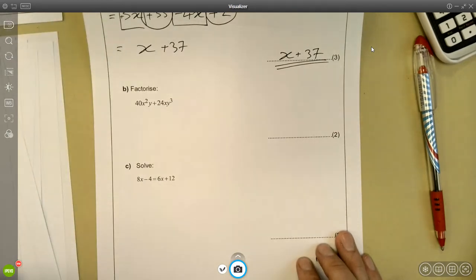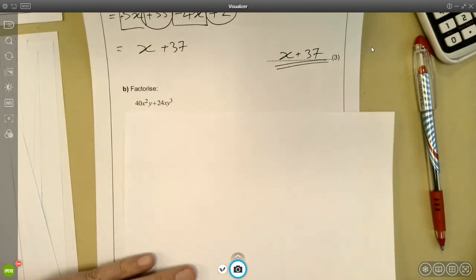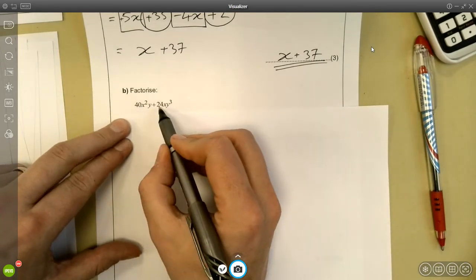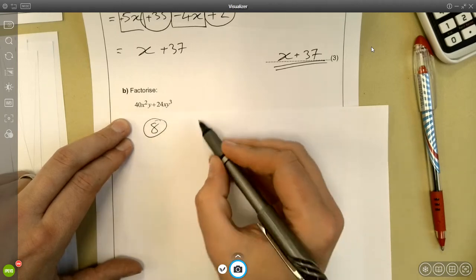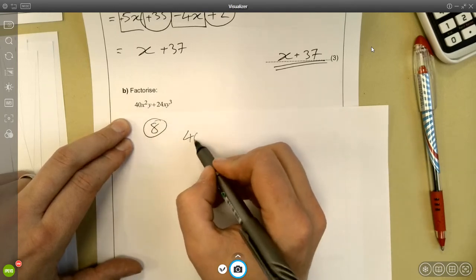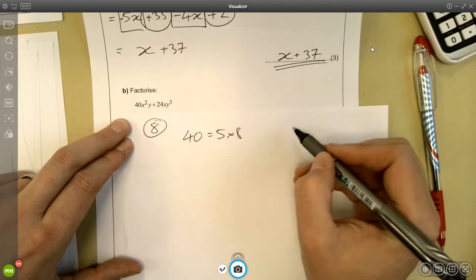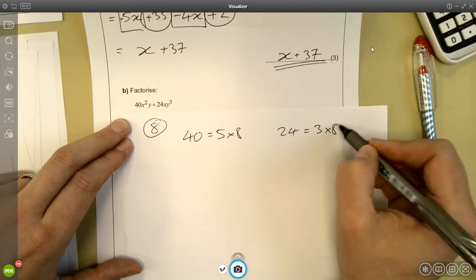Okay, factorize. Now, I'm going to use a different piece of paper here to show you what I'm thinking when I see this question. First up, I'm thinking 40 and 24. I'm thinking the 8 times table. So let's think of 40 as 5 times 8, and 24 as 3 times 8.